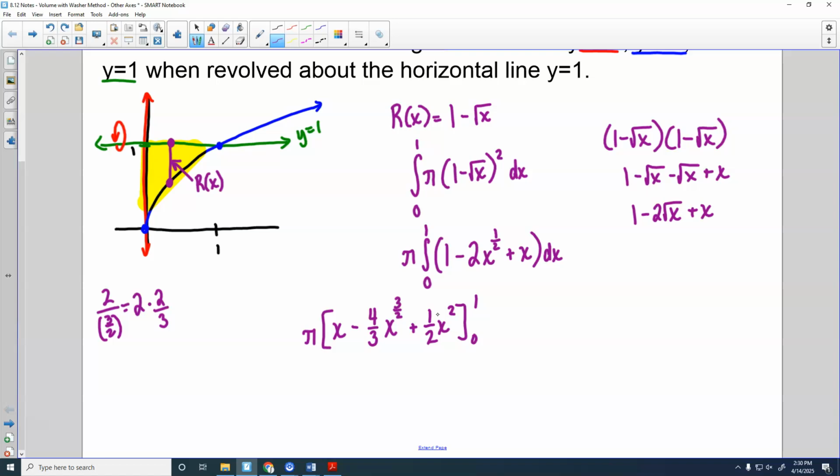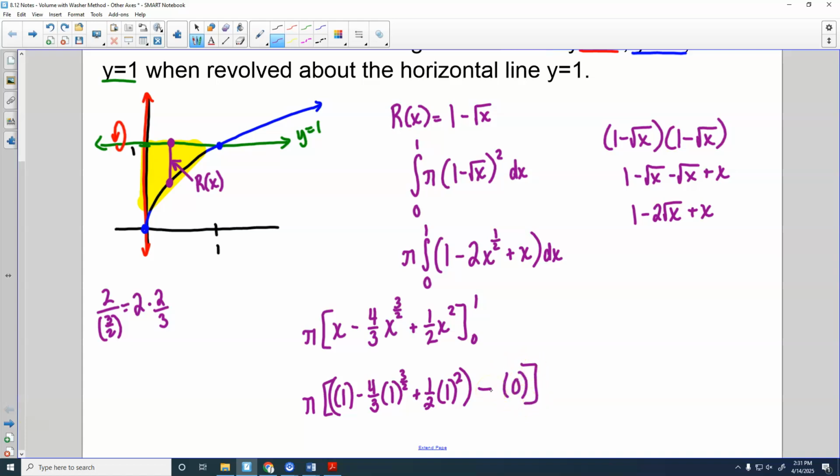Everybody okay here? Fortunately, the numbers you're plugging in are 0 and 1, so that's going to be pretty easy to do here. So you will get 1 minus 4/3 times 1 to the 3/2 plus 1/2 times 1 squared. What are you going to get when you plug 0 into that stuff? It's going to be 0. I'm going to just put a 0 right here.